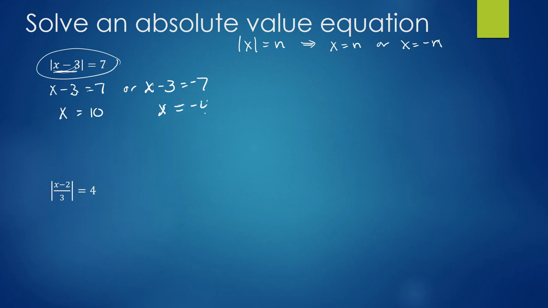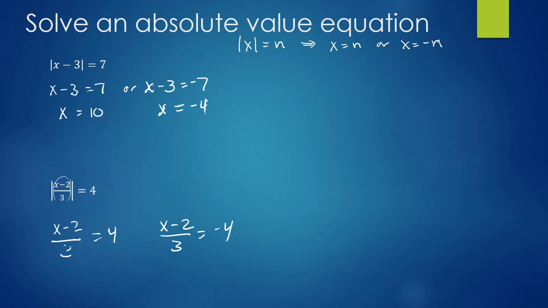So if I plug 10 back into the original absolute value equation, I get the absolute value of 10 minus 3 equals 7, which is true because 10 minus 3 is 7. If I plug -4 into here, I get the absolute value of -7 equals 7, which is also true. What about this one? Again, this entire expression is 4 units from 0. So what are the two numbers that are 4 units from 0? Well, it's 4 and -4. So this expression has to either equal 4 or the expression has to equal -4.